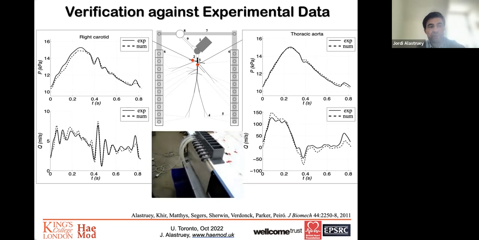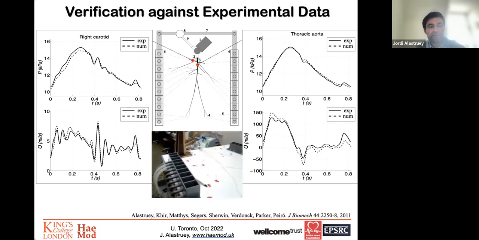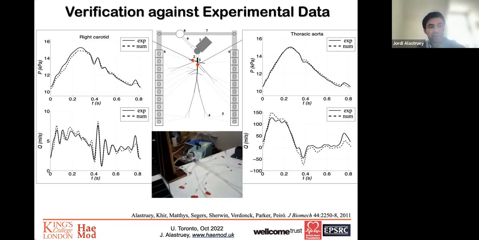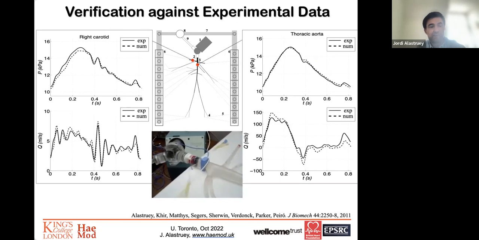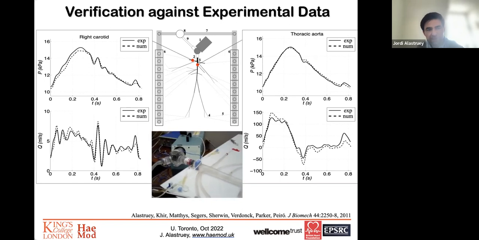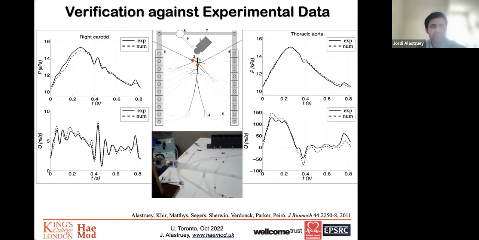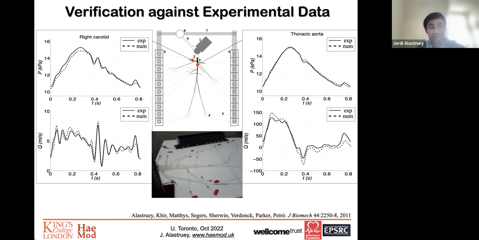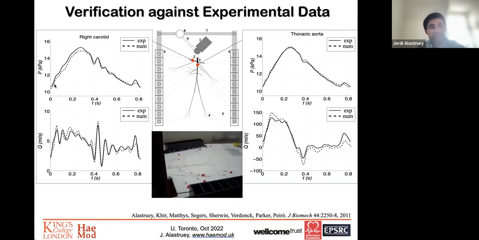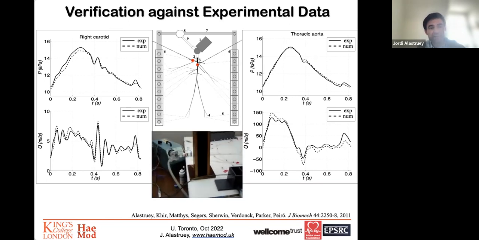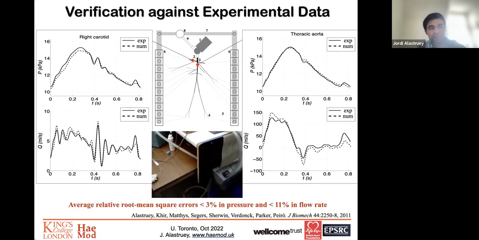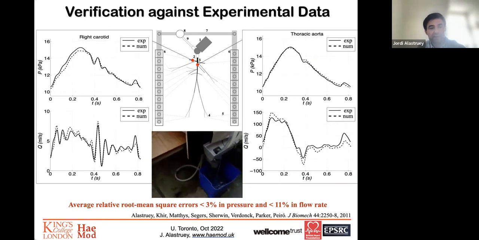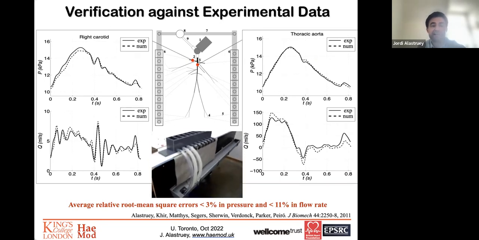So the plots show comparisons for blood pressure and blood flow waves at 2 points in the silicon network, but we had about 70 locations. So these are just 2 examples. We have the right carotid on the left and the thoracic aorta on the right. And we saw that numerical predictions for pressure and flow waveforms, shown in dashed lines, were able to approximate corresponding experimental waveforms that are shown in solid lines. And we obtained average relative root mean square errors smaller than 3% in pressure and 11% in flow rate for all points.